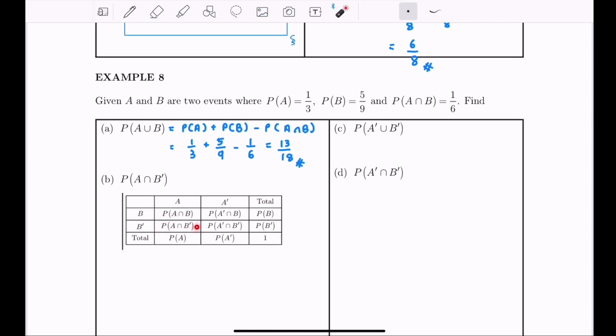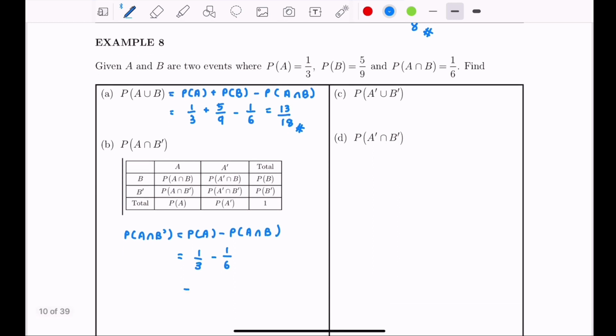So we can find the probability of A intersect B prime if we subtract P(A intersect B) from P(A). So P(A intersect B prime) equals P(A) minus P(A intersect B). So P(A) is 1 over 3 minus P(A intersect B), which is 1 over 6. So we're going to get 1 over 6 as the answer.